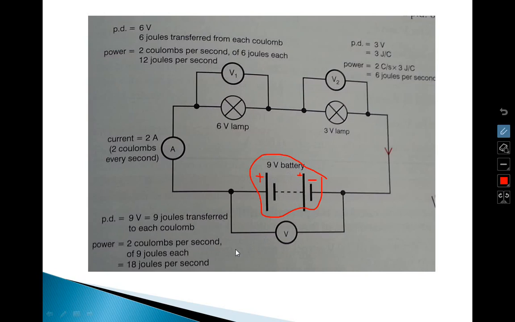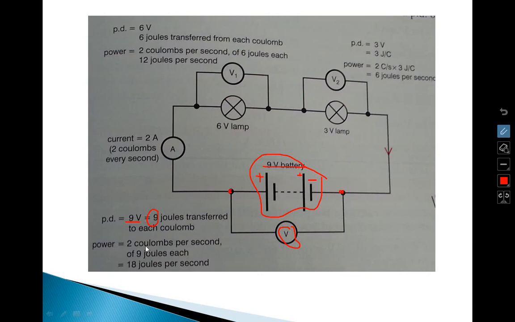If you would like to measure the PD on this power supply, you need to connect the meter at these two points. One part is connected here and another part is connected here. So the voltmeter must show the value of the battery voltage, 9 volts. So PD is equal to 9 volts, equal to 9 joules transferred to each coulomb.